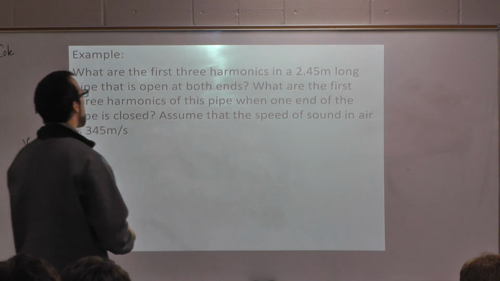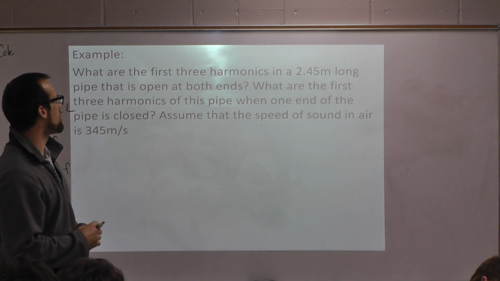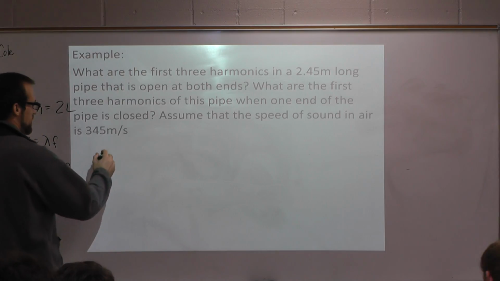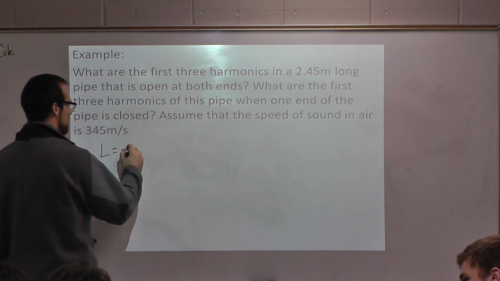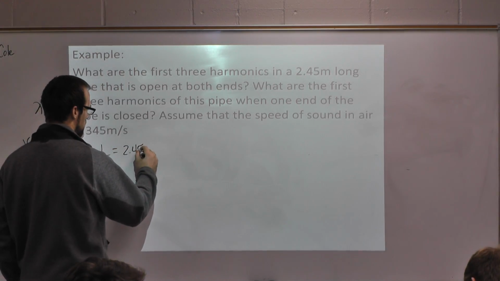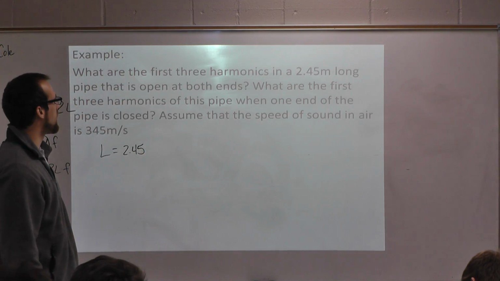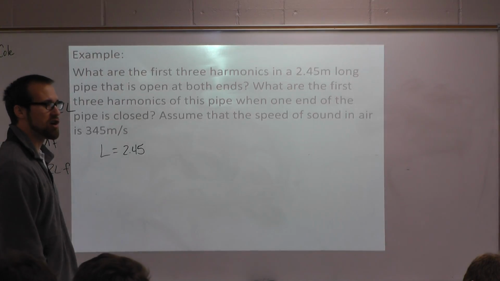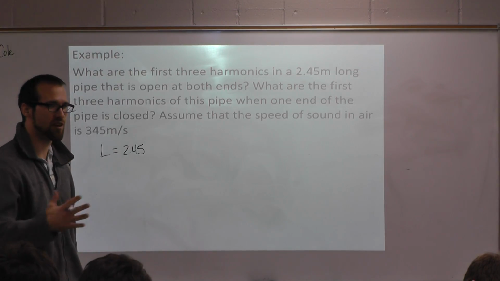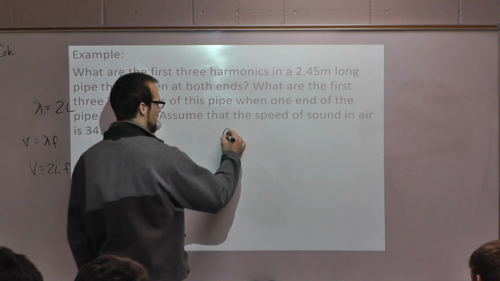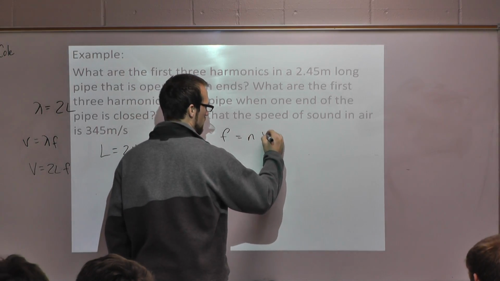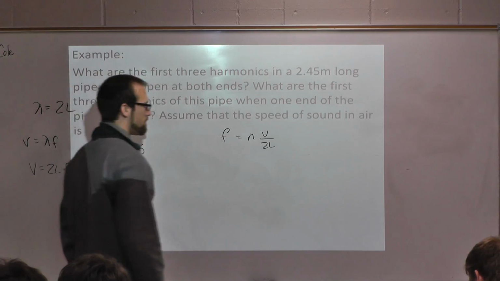Okay, so here we are. What are the first three harmonics of a 2.45 meter long pipe? So your L would be 2.4, oh wait, I lied, 2.45, okay? That is open at both ends. So if it's open at both ends, you have the full set of harmonics, which would mean F is N times V over 2L, right? Yeah. Okay.